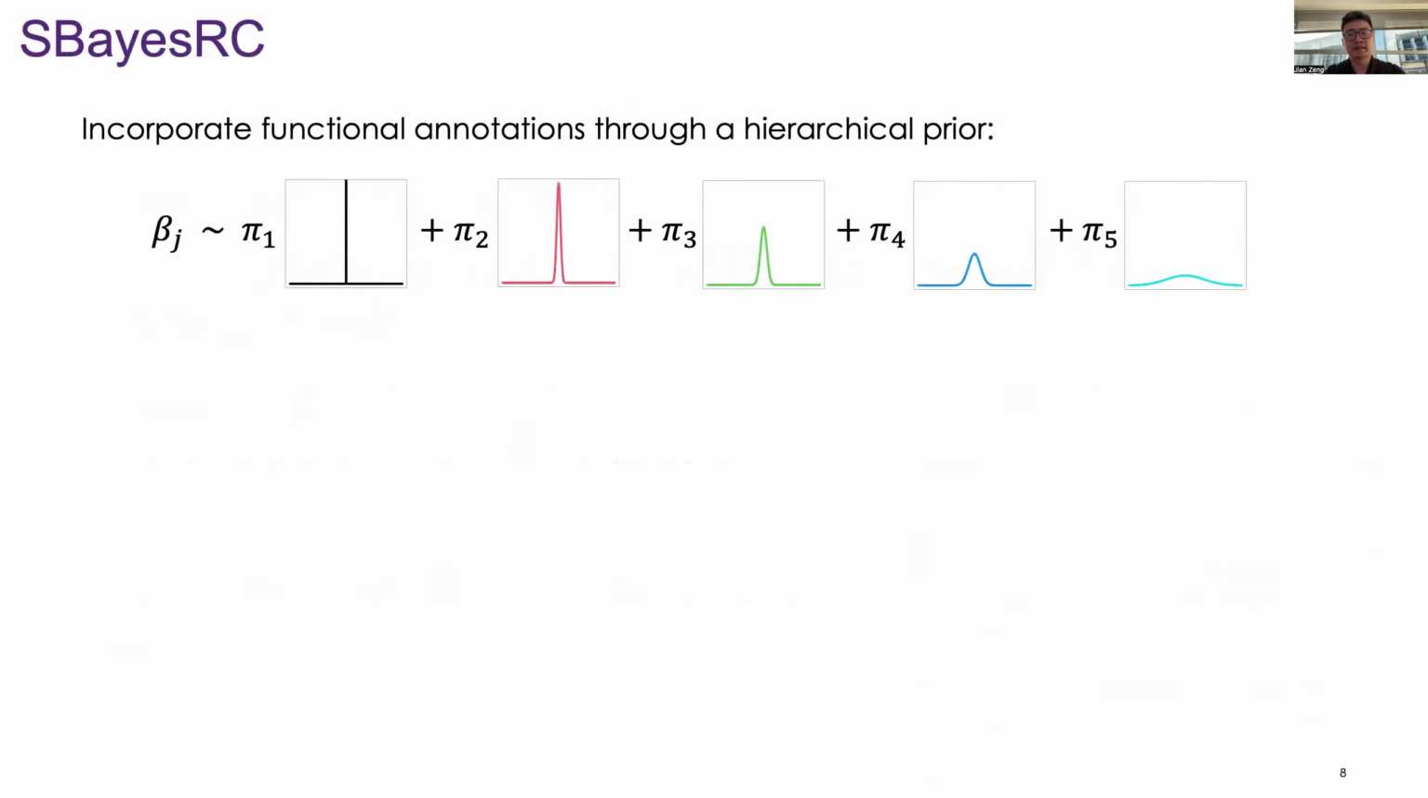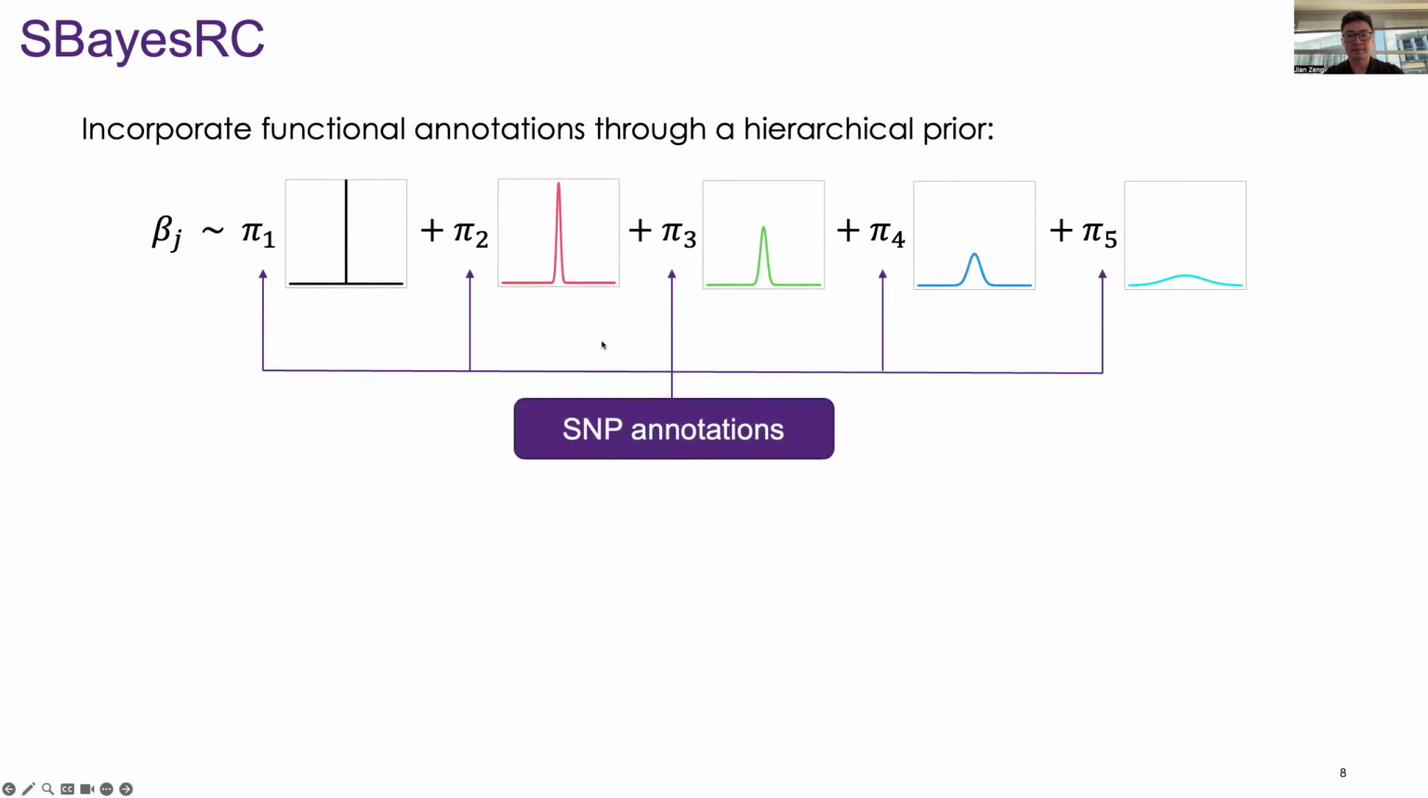So the core idea of SBayesRC is to extend SBayesR by making the mixture prior SNP specific. Instead of using a single mixture distribution for all SNPs, the mixing probability here would depend on the functional annotation at each SNP. This is achieved using a hierarchical prior where the annotation influences the mixing probability via this generalized linear model. And we estimate all parameters, including the annotation effect and the SNP effect, from the data.